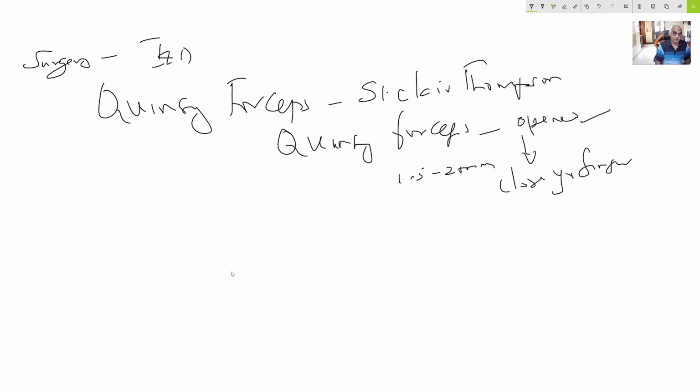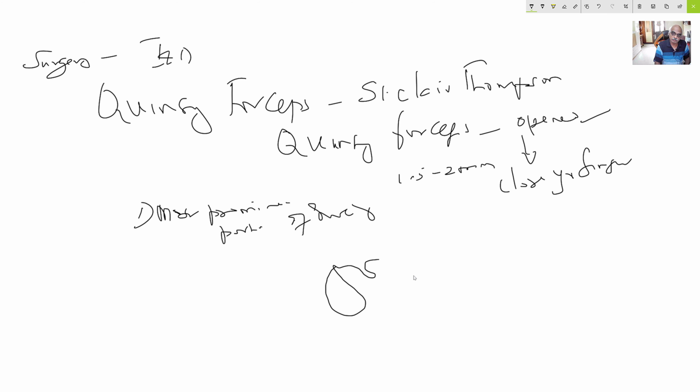Otherwise there is another way. Assuming this is the tonsil, this is the uvula, this is the other side tonsil, and now this is the Quinsy. Now you draw an imaginary line, a horizontal line along the base of the uvula, then drop a vertical line at the level of the anterior pillar. At the junction of these two lines, you give the incision, and then pus will start to drain.